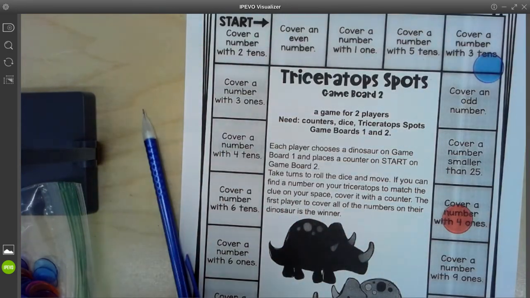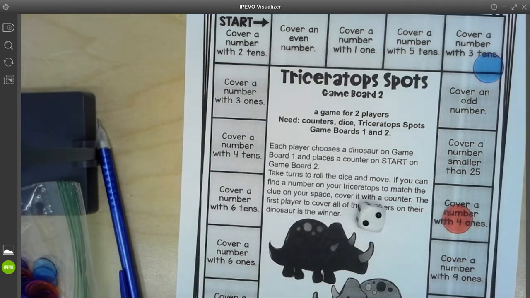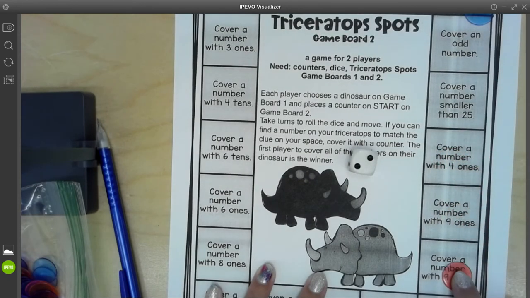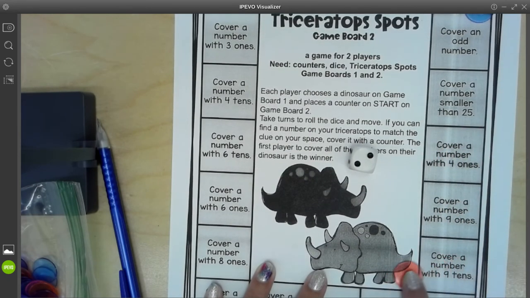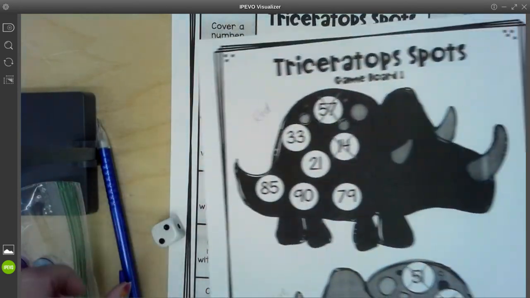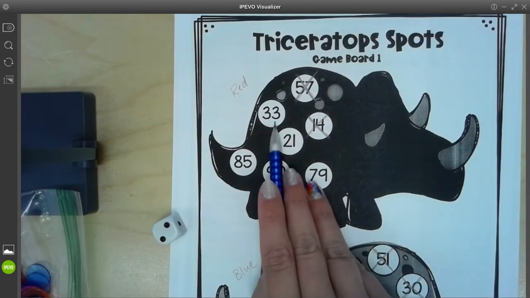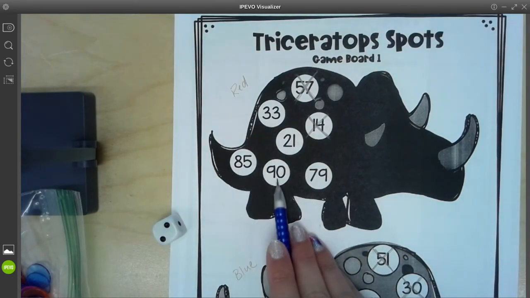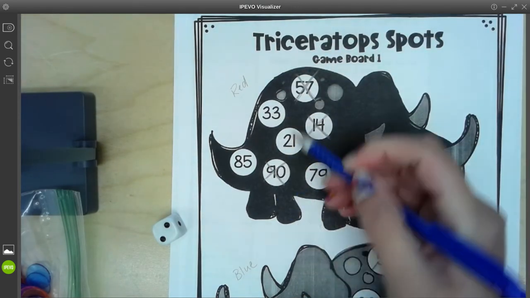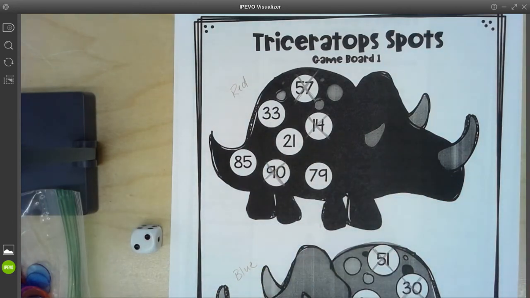I'll go one more time for each of them. So I'm going to start with red. They got 2. So I'll move them 2. 1, 2. Theirs says cover a number with 9 tenths. So I got to look at the red one. Do they have a number left with 9 tenths? 10 spot. We got 3, 2, 8, 9. 90 has 9 tens, so they get to mark it off. So they only got a couple more left that they can cover up.